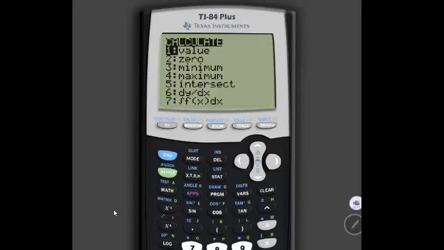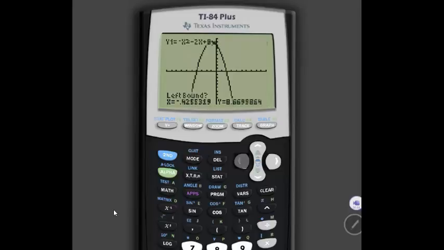Alright, now we go down to 0. That was second calc, by the way. We went down to 0, and we get our left bound, then we would get our right bound, and then we would guess. So let's see, we got -4 again. You can kind of tell by the graph.